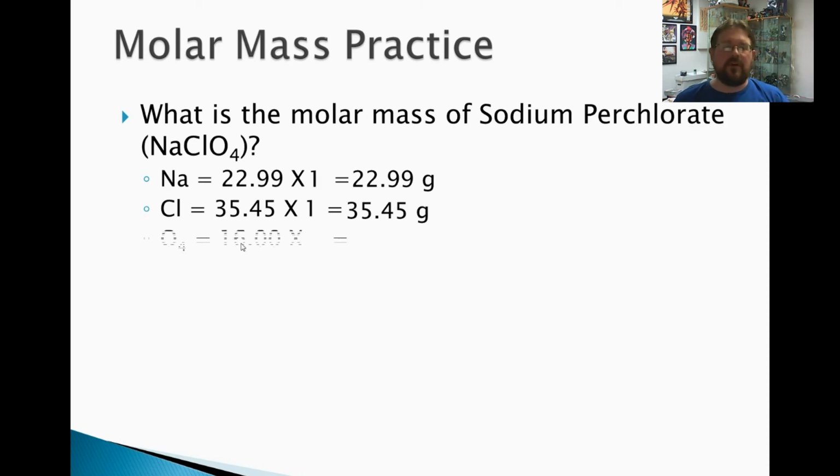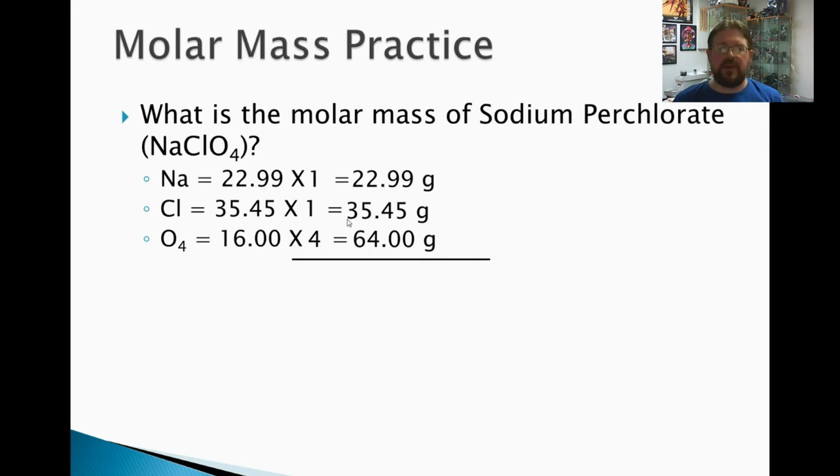And then lastly, we have O, but look here. I kept the 4 there. Why? Because it's O4 in the formula. That means there's 4 O's. Now, the mass of O on the periodic table is 16.00 times, how many O's do we have? Well, we have it written right here. It's 4. So 16.00 times 4, what do you get? 64.00 grams. And then the last thing you have to do, add it all up.